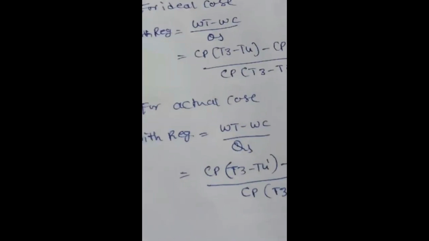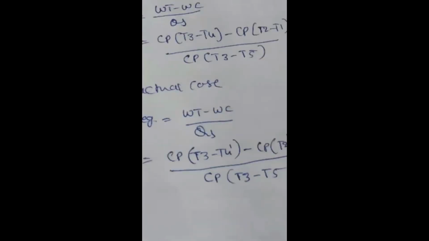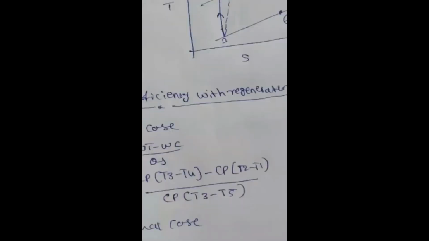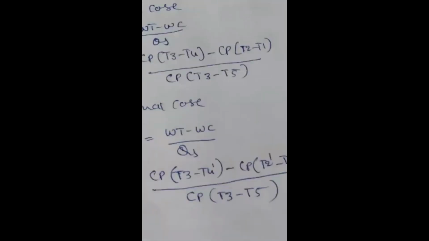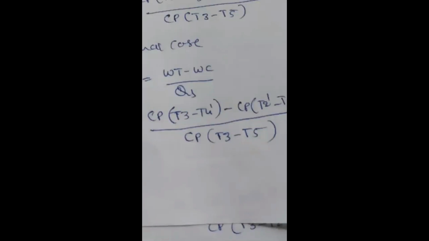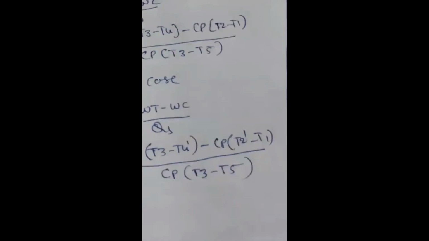So they may ask this for the actual case also: Wt minus Wc divided by heat supply. Write Cp for the actual case, T3 minus T4 dash. Here we are just replacing ideal with actual. Similarly, Cp (T2 dash minus T1) is the compressor work, and the heat addition Cp (T3 minus T5) will remain the same.